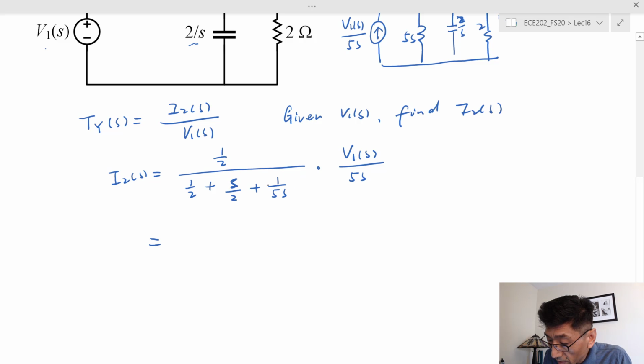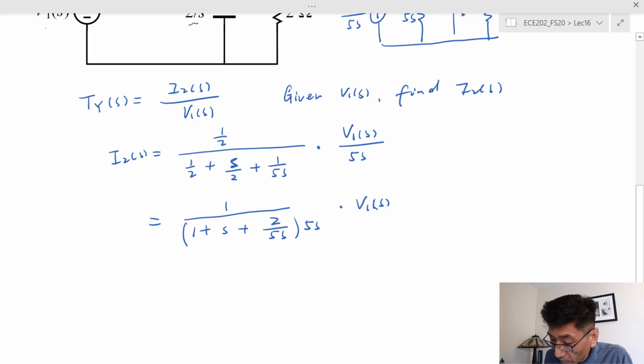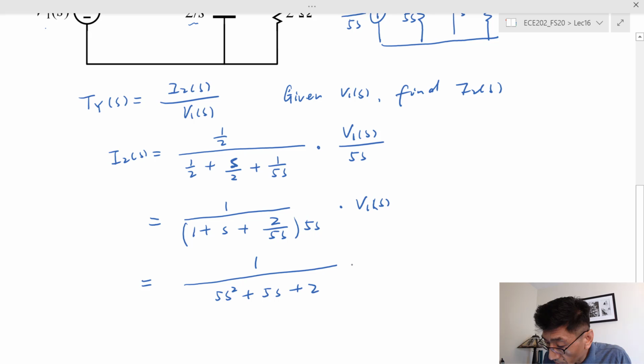Let's just do it in 2 steps. So I have 1 plus S plus 2 over 5S. So now I multiply 5S, then times V1 over S, right? And so therefore we can see this is going to be equal to 1 over 5S squared plus 5S plus 2, that times V1S.